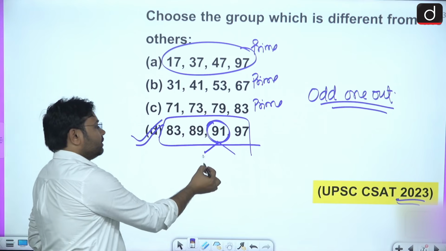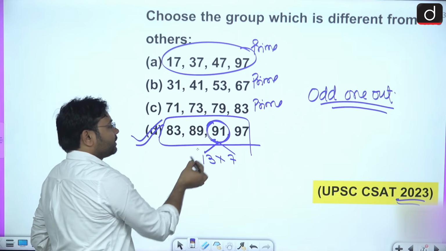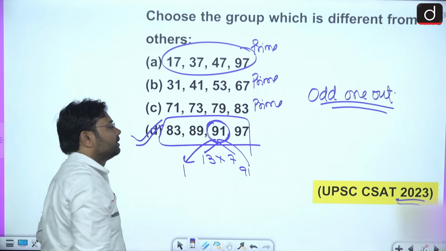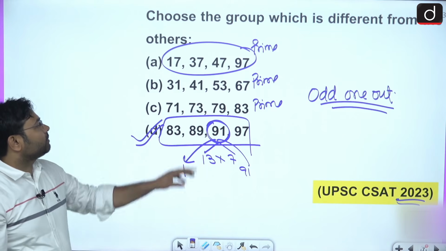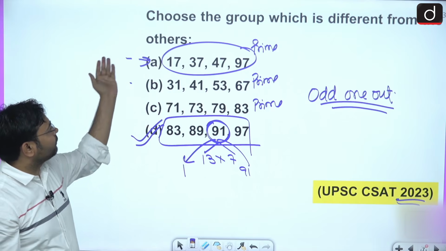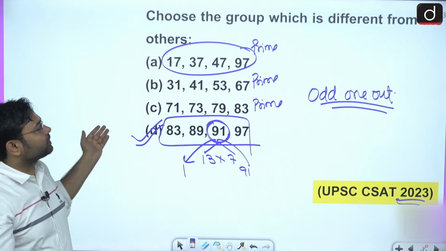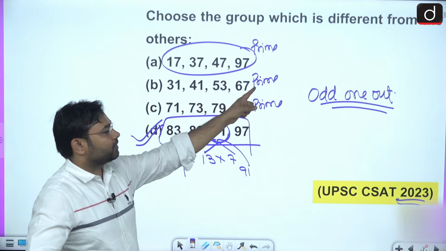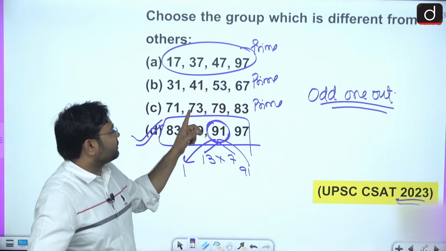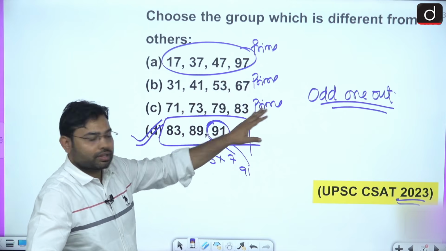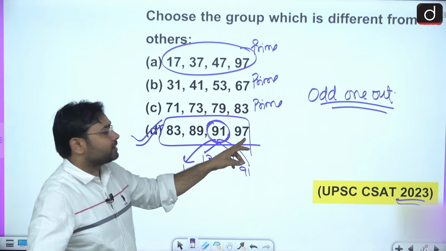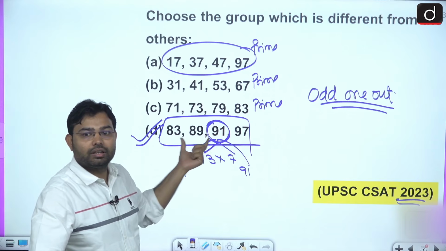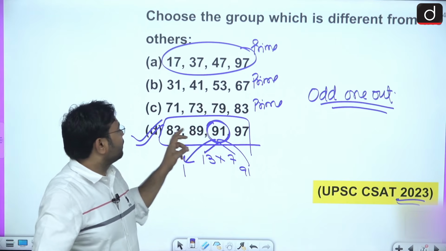13 into 7, so this is not prime. Factors of 91 are 1, 7, 13 and 91. So if this is not prime, these set of the first part, 17, 37, 47 and 97 are prime numbers. Again 31, 41, 53, 67 are also prime numbers, and then 71, 73, 79 and 83 also prime numbers. In this also 83, 89 and 97, but 91 is not prime. So this one is different, or you can say odd one out.